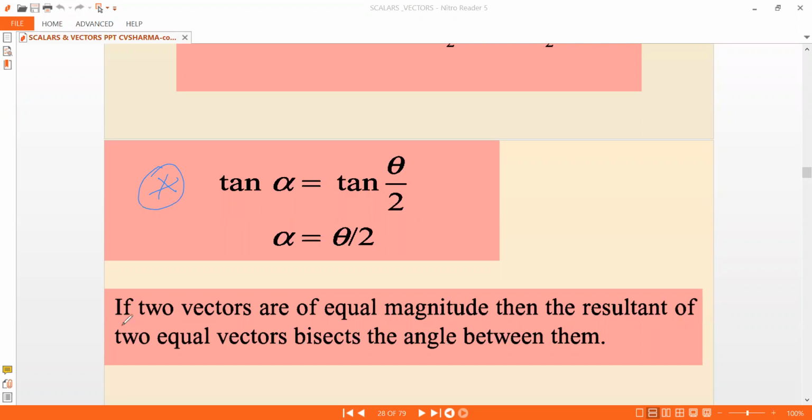If the two vectors are of equal magnitude, then the resultant of the two equal vectors bisects the angle between them. This can be asked as a proof in your school examinations or something. So it's pretty important and pretty useful also. It just bisects the angle between the vectors if the vectors are of equal magnitude. So this is the take home idea.